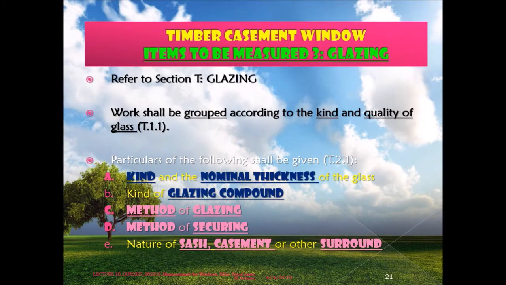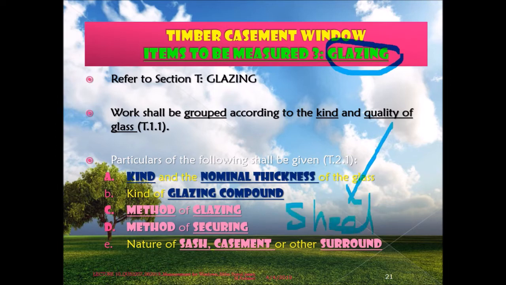For the next item, we have to refer to section T for the glazing. Work shall be grouped together according to the kind and quality of the glass. How many types of glass have you learned before? We may have two basic types of glass. Number one is sheet glass. Number two is float glass.